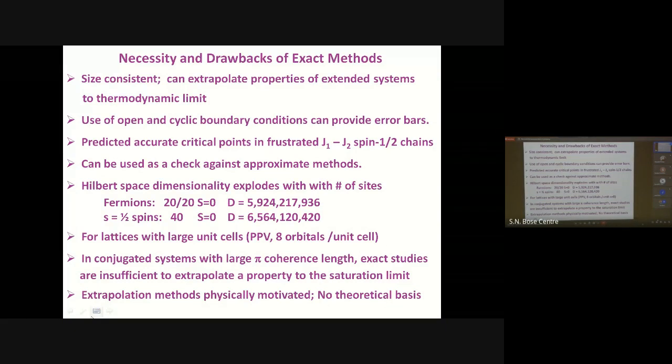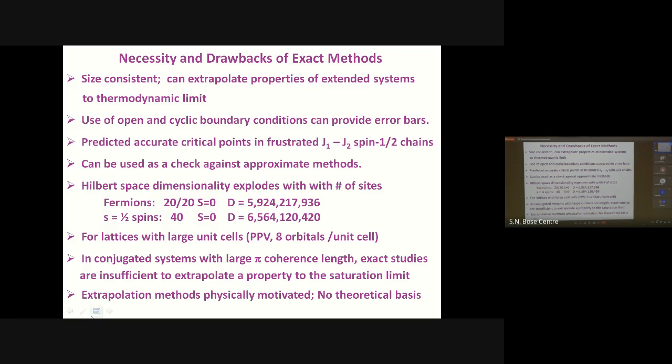So, given that you can only do a calculation for 40 sites or 20 sites, why is it that the exact calculations are so important? The reason is, for example, in the case of polyacetylene, you can do the calculations for 10 unit cells, which means that you can actually extrapolate. If the correlation length is short, you can extrapolate most of the properties to thermodynamic limit. And if you use open and cyclic boundary conditions, it can give you kind of an error bar for these calculations. It's good to predict critical points in frustrated J1, J2 spin chains.